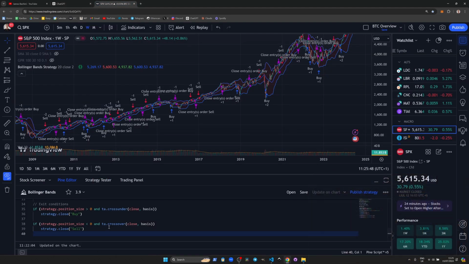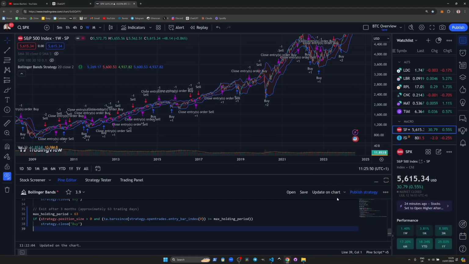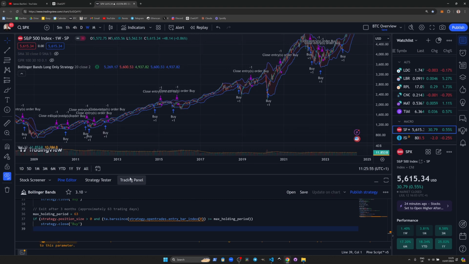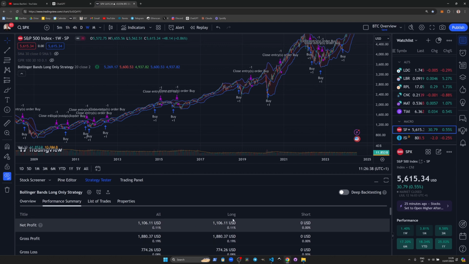Let's put this into the Pinescript editor, update on the chart. And then let's look at the strategy tester. So you can see we're starting to get somewhere here. We've got a profitable strategy now. It's going long on the S&P 500. We could try this for other markets as well.